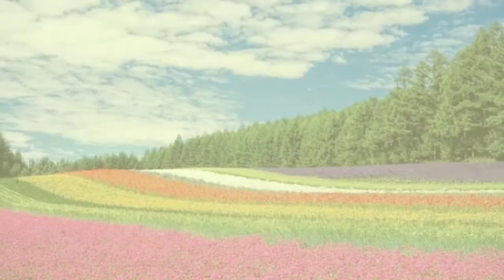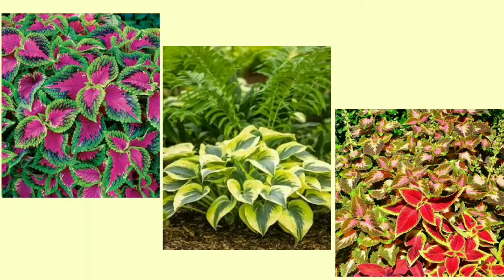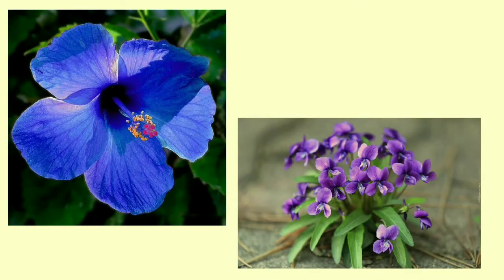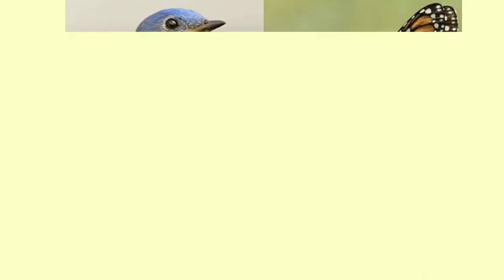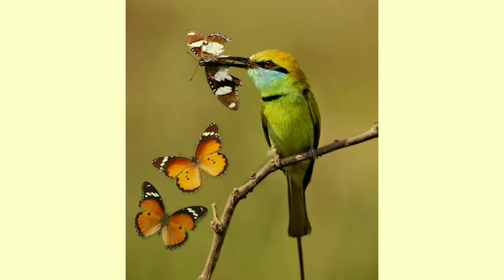So, let's get started. Students, we know that nature has an abundance of colors. The leaves of plants have various shades of green. The flowers have a variety of hues of red, yellow, blue, violet, etc. The birds and butterflies have attractive colors. The rainbow consists of Vibgyor colors.